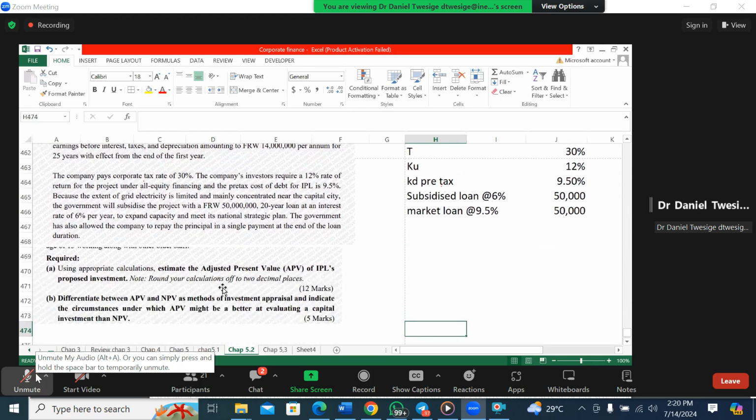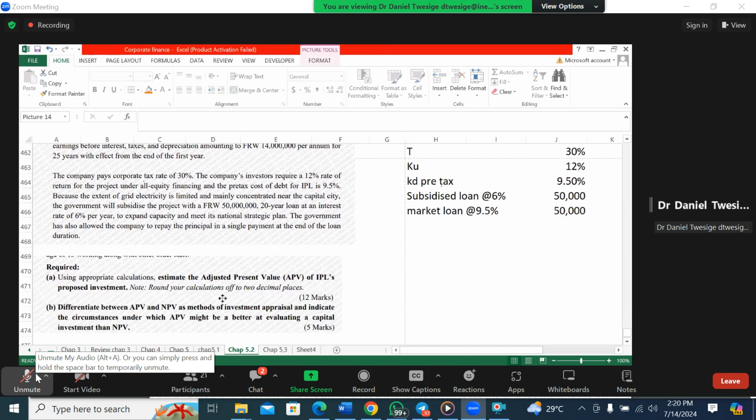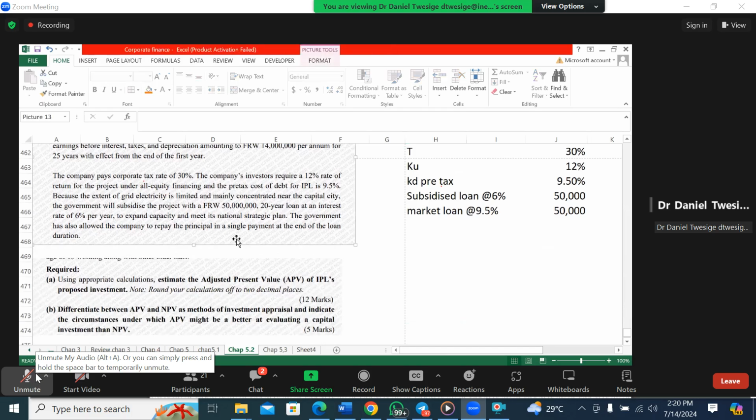And what is required? Using appropriate calculation, estimate the adjusted present value of the IPL proposal. Then differentiate between APV and NPV as a method of investment appraisal.